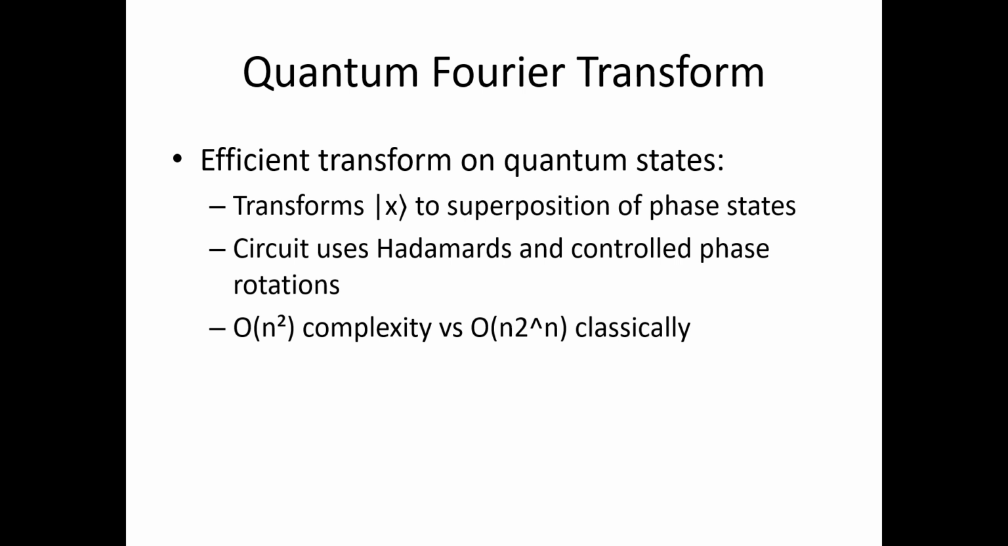The quantum Fourier transform is a quantum analog of the classical discrete Fourier transform and is a key component in many quantum algorithms, including Shor's. It efficiently transforms a quantum state representing a number into a superposition of different phase states. The QFT circuit uses Hadamard gates and controlled phase rotations and has complexity of O(n^2) for n qubits, which is exponentially faster than the n times 2^n complexity of the classical Fourier transform on a 2^n input.